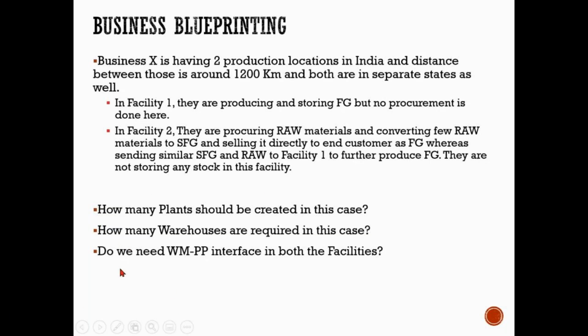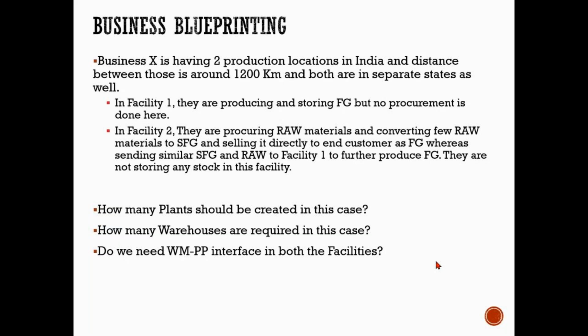But what about the third one? Do we need a WM-PP interface? So first, if both warehouses are producing and storing the FG, then in that case we need a WM-PP interface. And what about the second one? There are no warehouses, because they are procuring the raw material, right? And they are also converting raw material into SFG. For both, WM-PP, because they are converting raw into SFG and selling it out. That's right. And for the first one, they are producing and storing. So both need WM-PP, right?